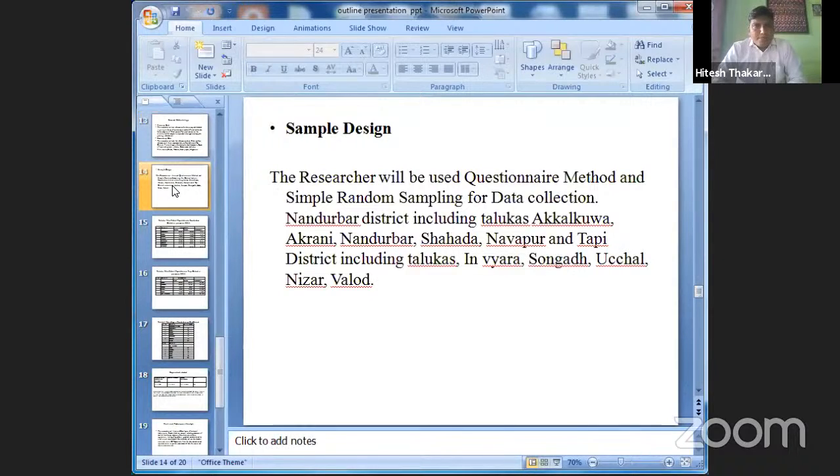Sample designing. The researcher will use a questionnaire method and simple random sampling for data collection. Nandurbar district including talukas Akkalkuwa, Akrani, Nandurbar, Shahda, Nawapur, and Tapi district including talukas Vihara, Songad, Uchal, Nijar, and Walur.